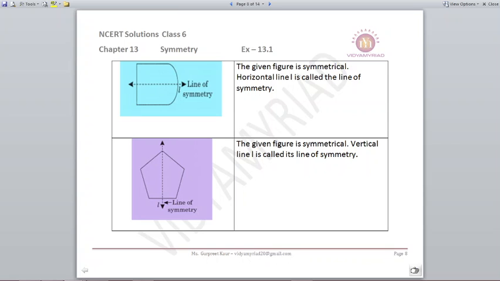Same way in this last shape, if it is a pentagon, if I draw a straight line, it becomes a symmetrical figure. But if I draw a sleeping line, it will not be able to overlap one another, so it will become unsymmetrical. To make it symmetrical, I have to draw a straight line on it.